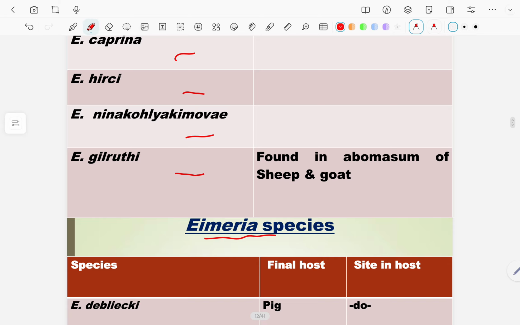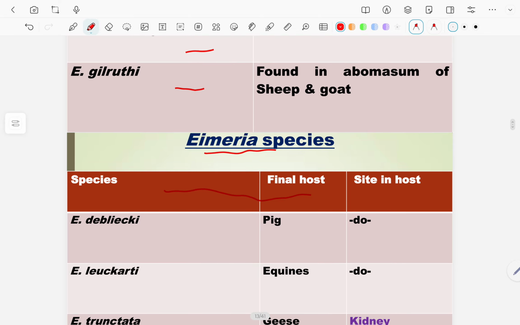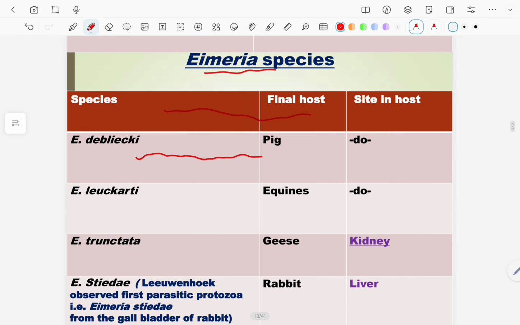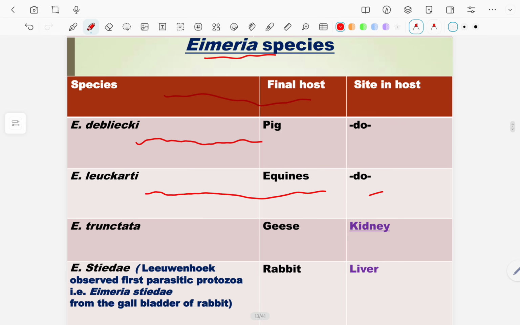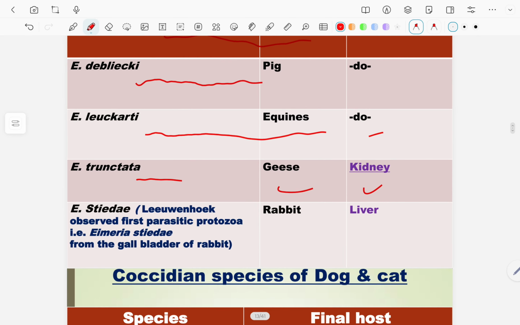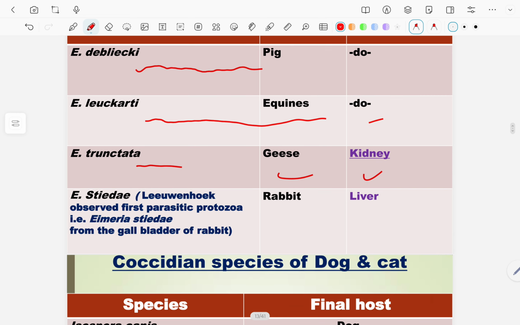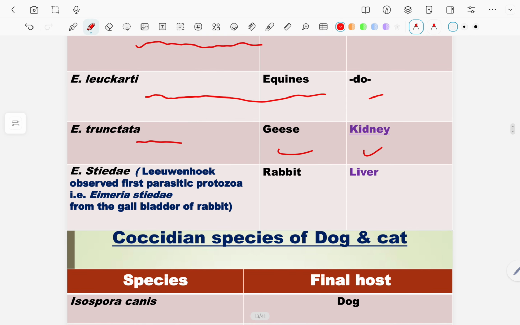Eimeria species, final host, site in host. E. debliecki, pig. E. leuckarti, equine. E. truncata, geese, kidney. E. stiedae. Leeuwenhoek observed the first parasitic protozoa. Example, Eimeria stiedae from the gallbladder of rabbit.